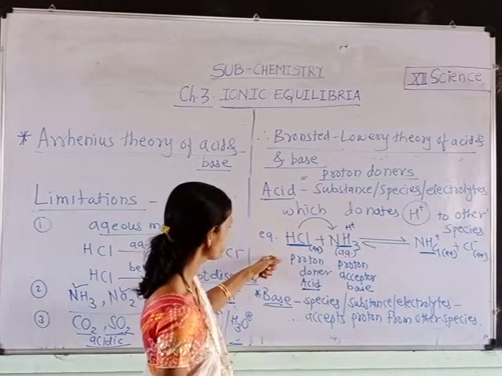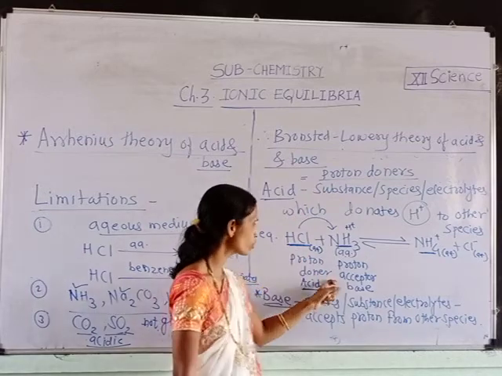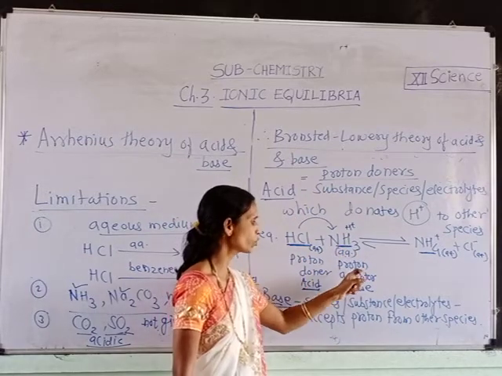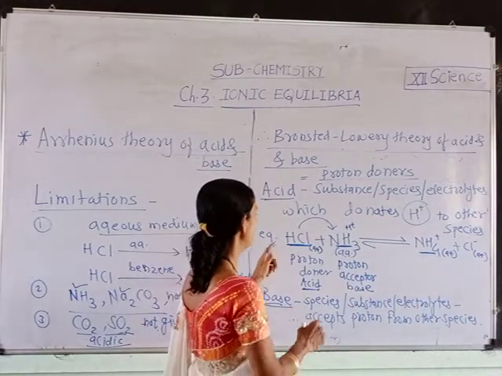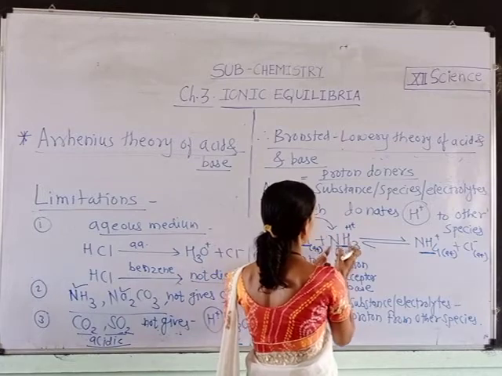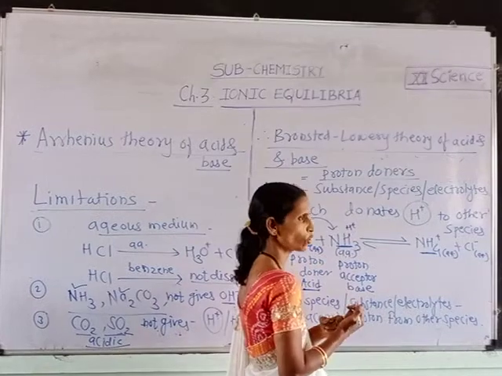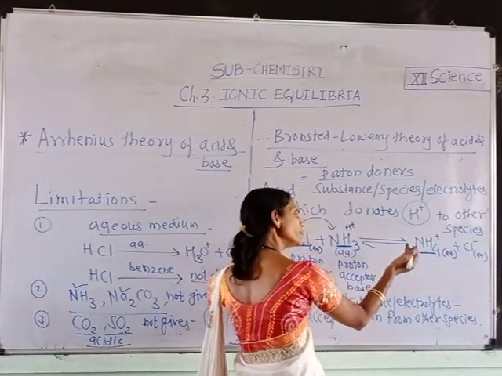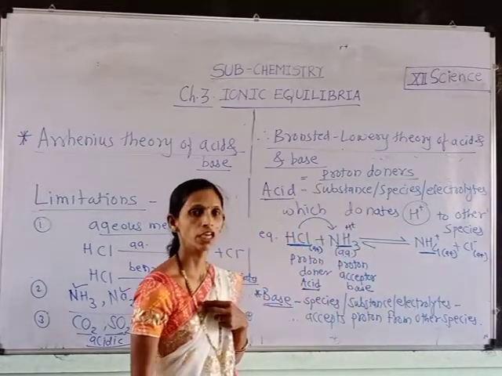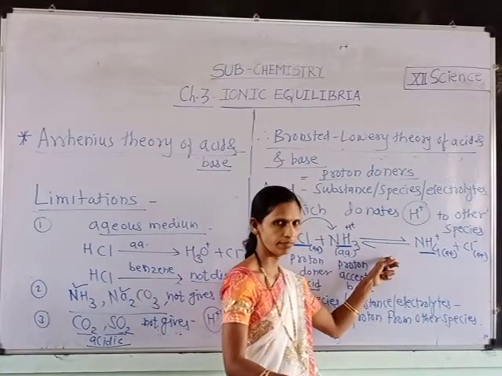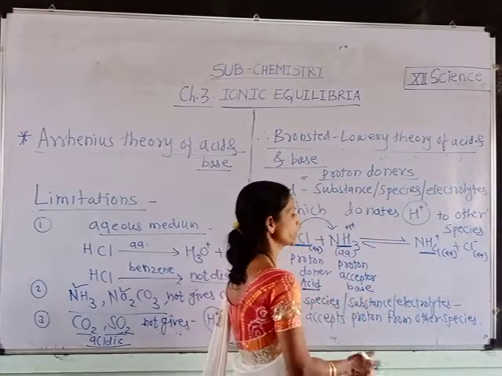According to Bronsted-Lowry theory, acids are proton donors and bases are proton acceptors. In this example, HCl donates protons to the ammonia, and ammonia accepts protons from HCl, and this is a chemical process in which ionic equilibria is attained. That means ionic equilibria is present in this reaction or process.